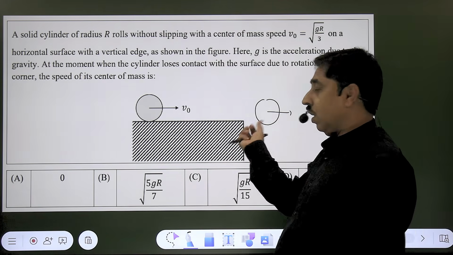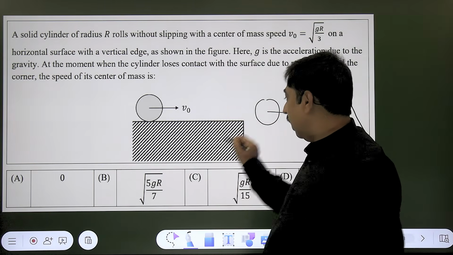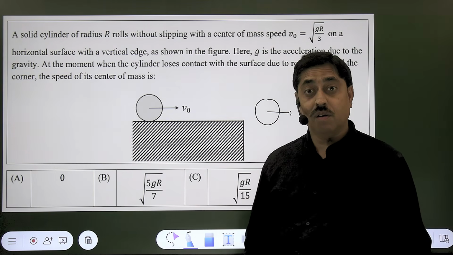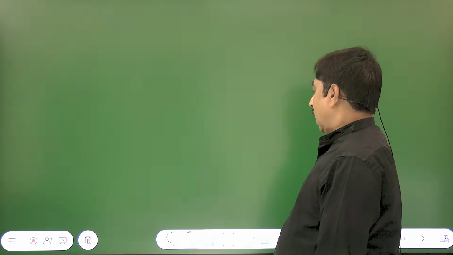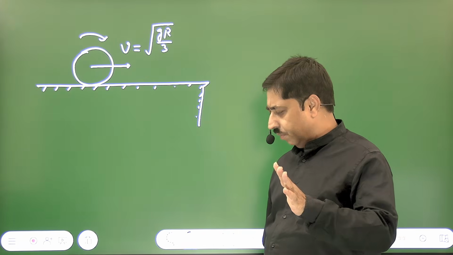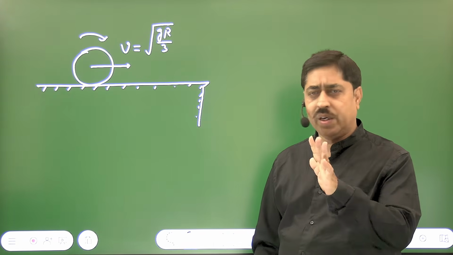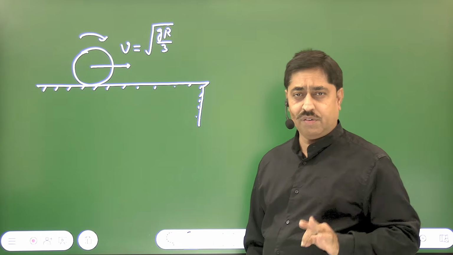Why it will roll? Is there some attractive force which will keep it pivoted to this point? Why? Why won't it just fly off? That is the question. And today we will try to answer this question. The answer is not at all very difficult, but you need to understand a couple of things.